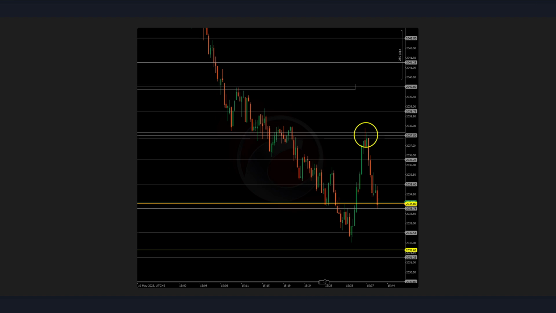Again, very strong bearish momentum. It's nothing that you can't see. Multiple rejection of this level, and the entry over there would have been great.